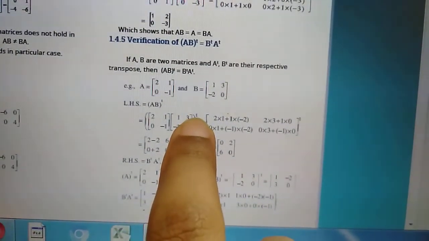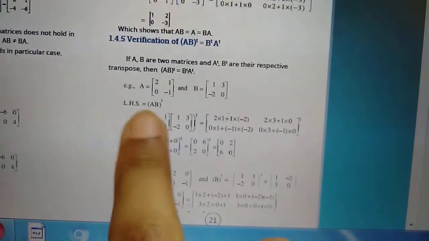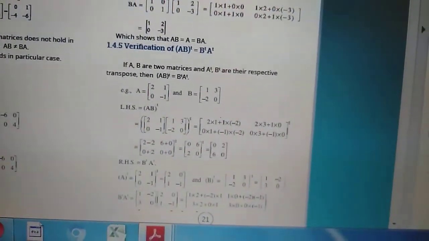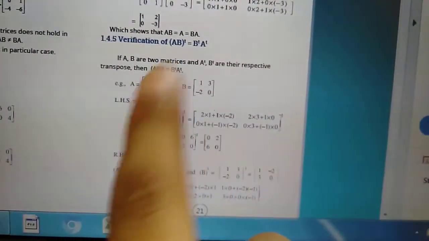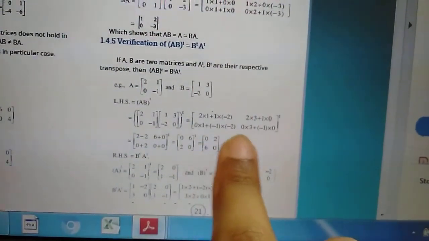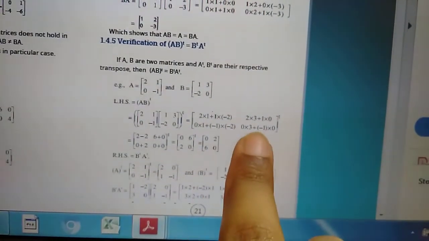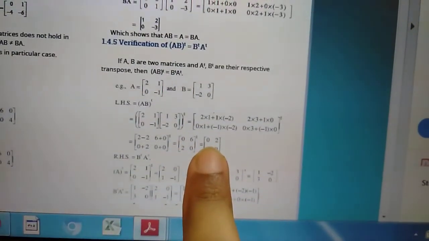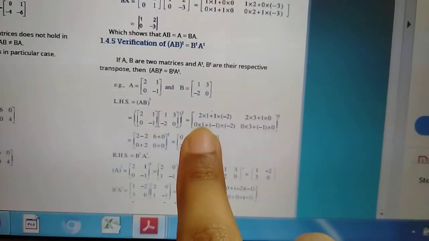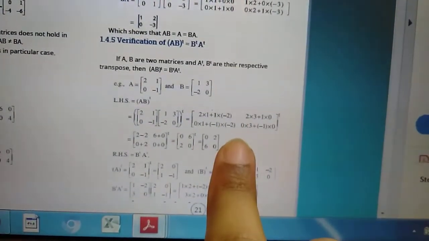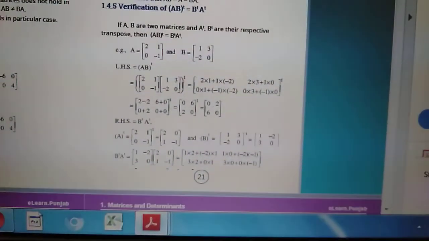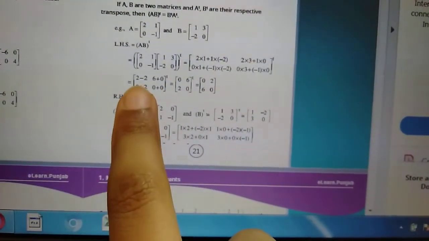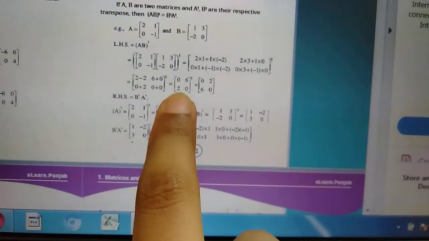So you don't need to write this T or transpose in the initial steps. As I have told you in question number 6, you can do the steps like that. So here we have multiplied A with B. This is the answer, this is the multiplication, and then we have found the transpose over here. If you want to see how we multiply two matrices, you can see the lecture related to multiplication of matrices, which is uploaded on YouTube. Okay, now this is the answer of AB.